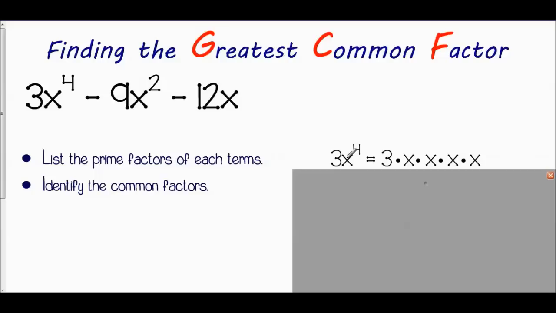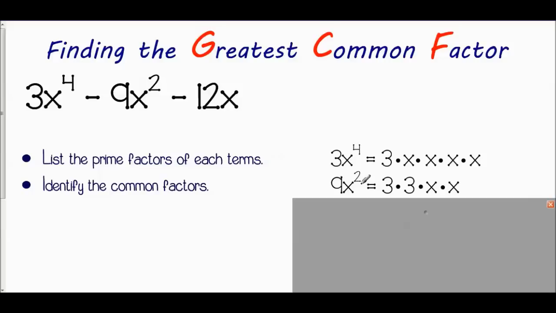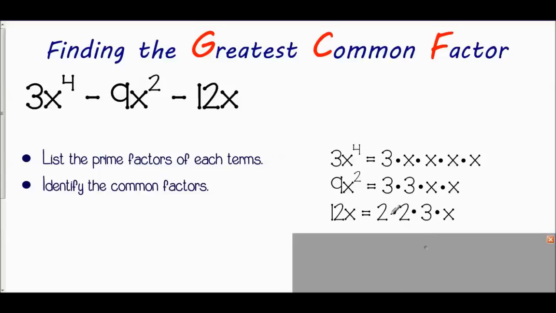So you have 3x to the 4th can be broken up as 3 times x times x times x times x. 9x squared can be broken up as 3 times 3 because we're listing the prime factors, times x times x because you have x squared. And 12x can be 2 times 2 times 3 times x.